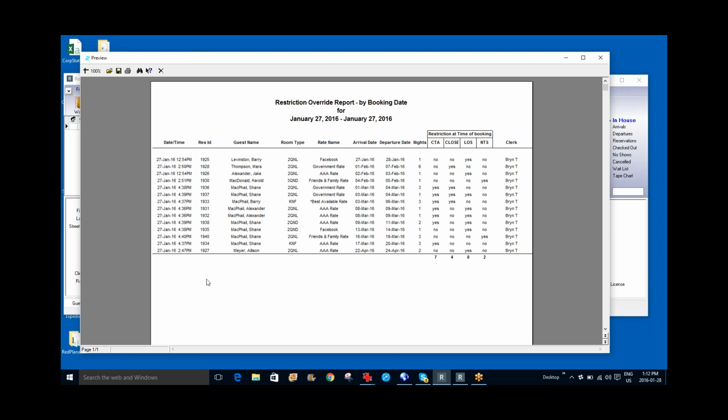It'll show the time that it was done, the res ID, guest name, the room type, the rate that was overridden, arrival date, departure date, and nights. And then here you'll see CTA would be closed to arrival. So here we can see that closed to arrival was indeed overridden. We can also see that closing was also overridden. So if we're overriding 2 restrictions on 1 rate, we're going to show that we did both.